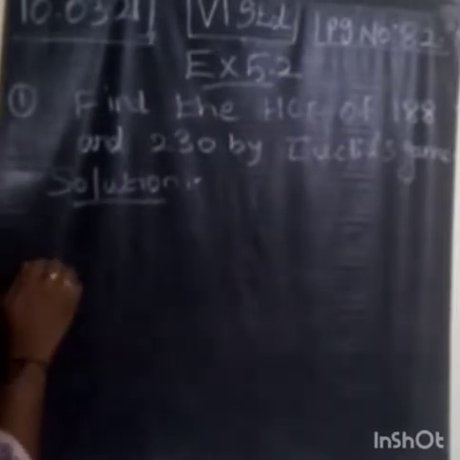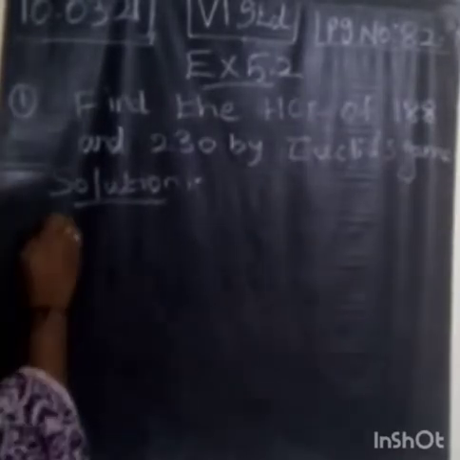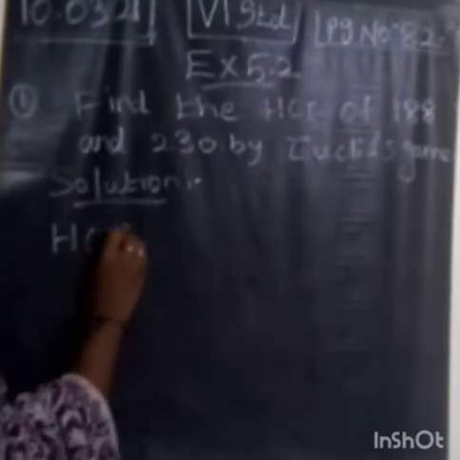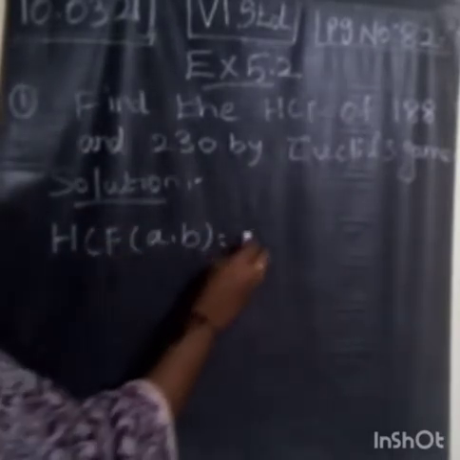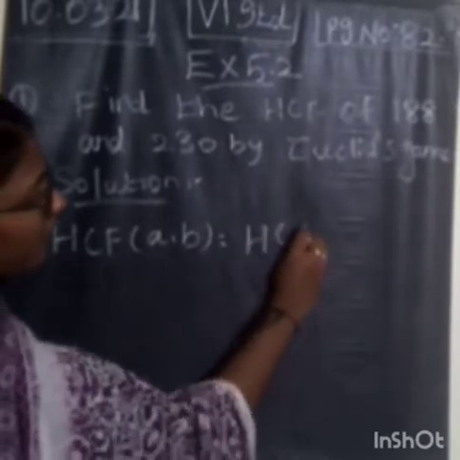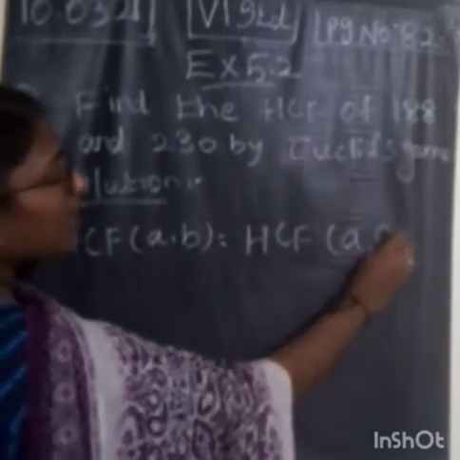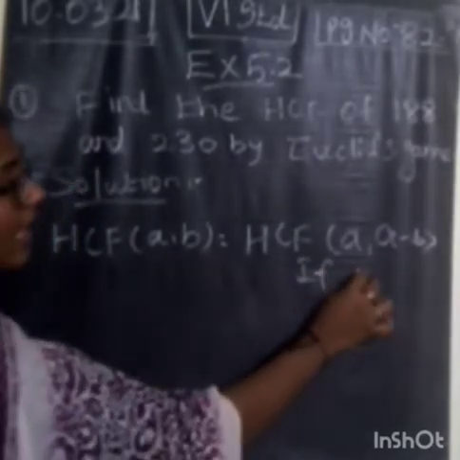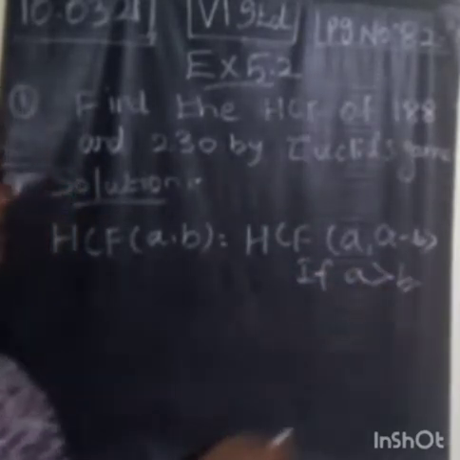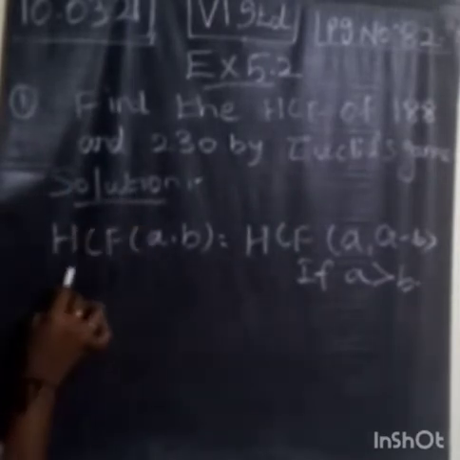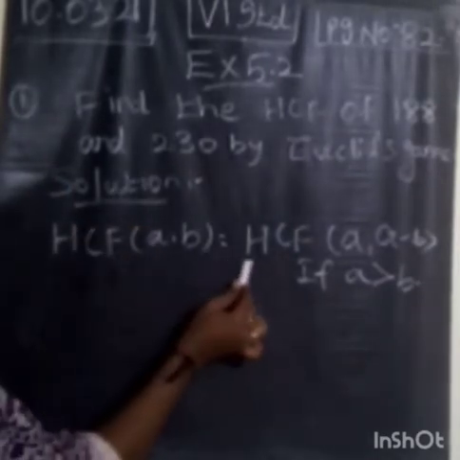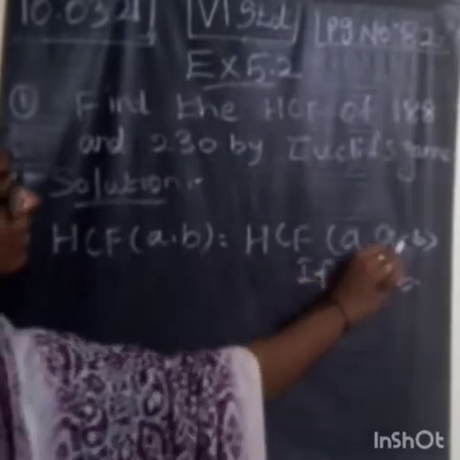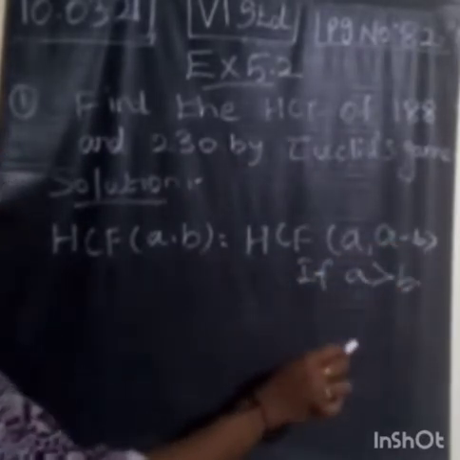Already we know the Euclid's game condition. What is that? HCF of A comma B equals HCF of A comma A minus B, with the condition that A is greater than B.